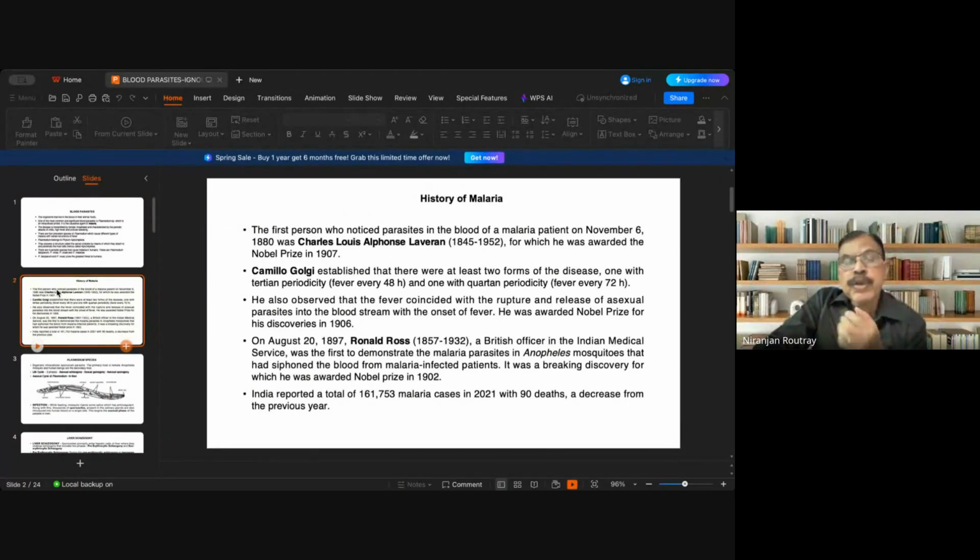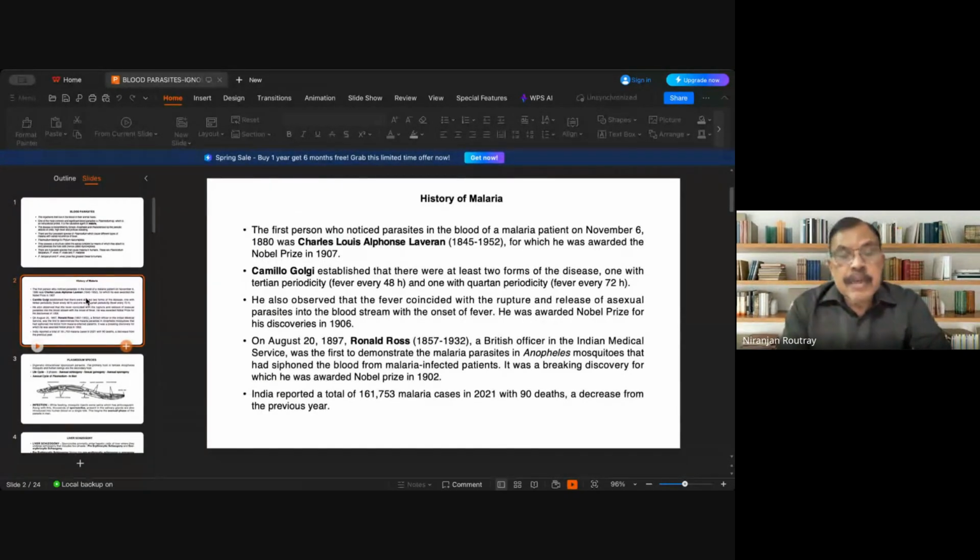And subsequently, we are aware of Sir Ronald Ross, who was in the Indian Medical Service. He was the first to demonstrate that the parasite actually dwells in the lining of the stomach of the female Anopheles mosquito, for which breakthrough discovery he was awarded the Nobel Prize in 1902.